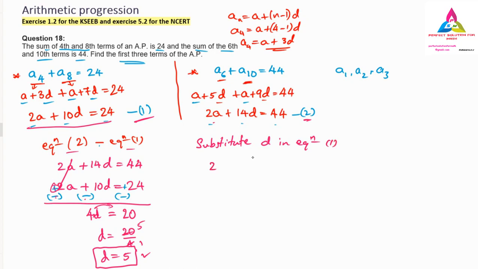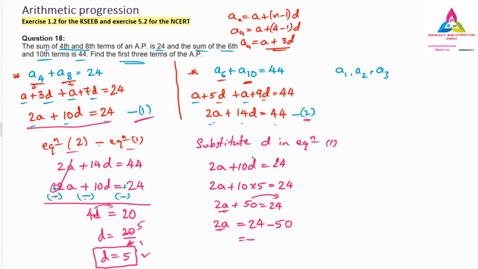So 2a plus 10d is equal to 24. So 2a I have to write down as it is. What is the d value? d value is nothing but 5. That is equal to 24. 2a I will write down as it is. 10 5s are 50. That is equal to 24. The 24 I have kept as it is, but this 50 I have to shift because the unknown thing is 2a. So we have to keep the 2a on one side. So plus 50 will become minus 50. So 24 minus 50, here the greatest number is 50 having the negative symbol. So negative 50 minus 24 is nothing but 26, that is equal to 2a.